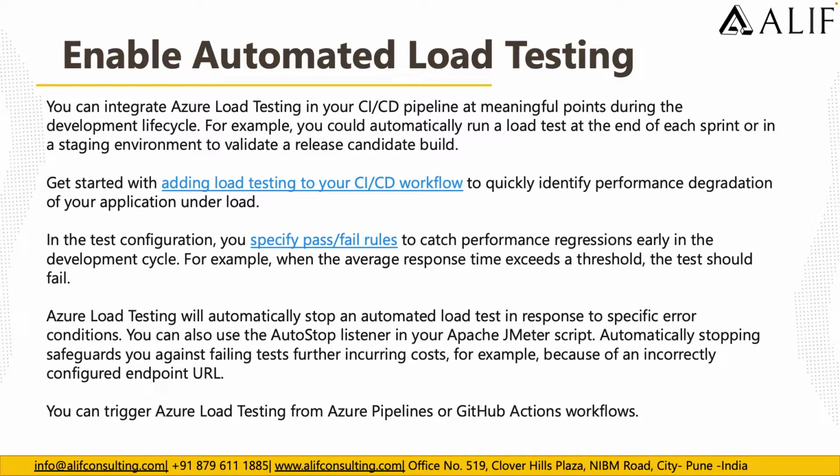Azure Load Testing will automatically stop an automated load test in response to a specified error condition. You can also use the AutoStop listener in your Apache JMeter script. Automatically stopping safeguards you against further failing tests and recurring costs, for example because of an incorrect configuration of the endpoint URL. You can trigger Azure Load Testing from your Azure Pipelines and GitHub Actions workflow as well.